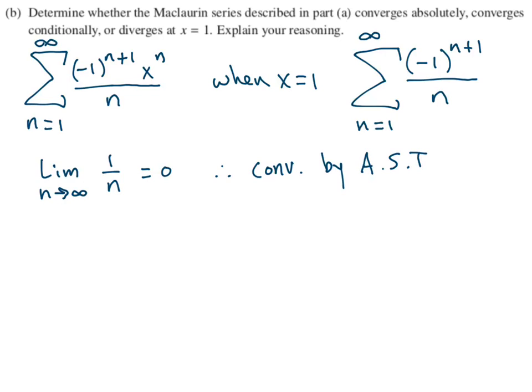And that means that by the alternating series test, this will converge. The other thing you want to check is, does it absolutely or conditionally converge? And basically that means, did it converge because it was alternating?